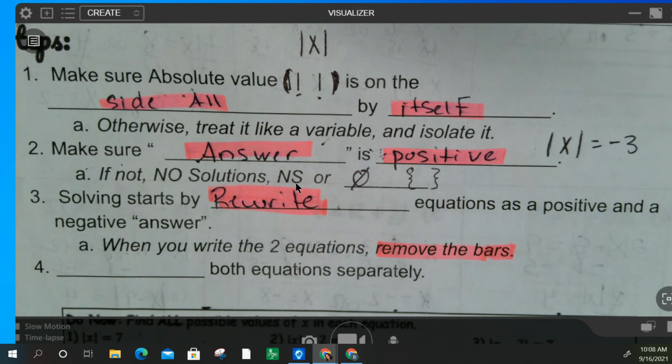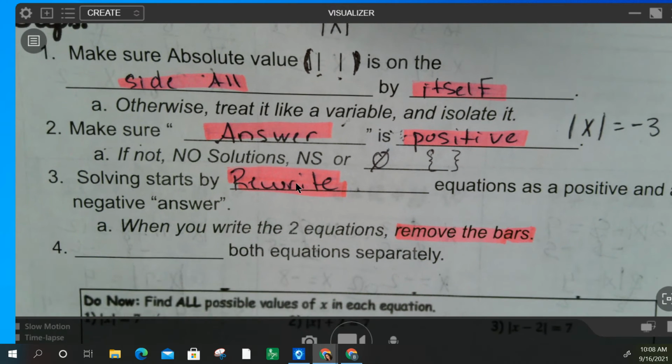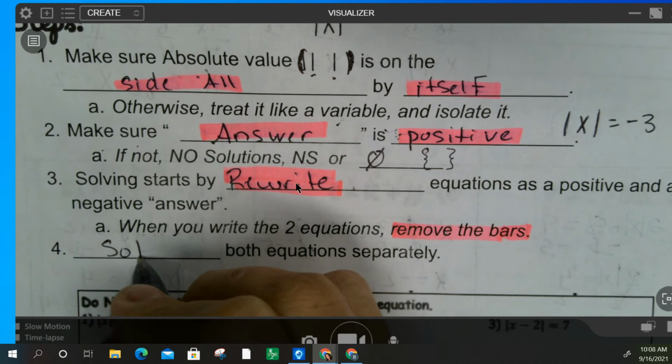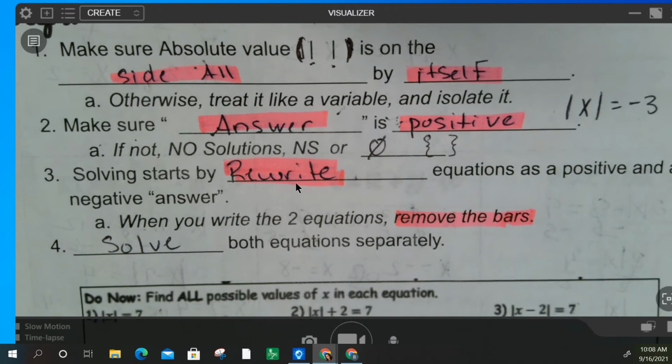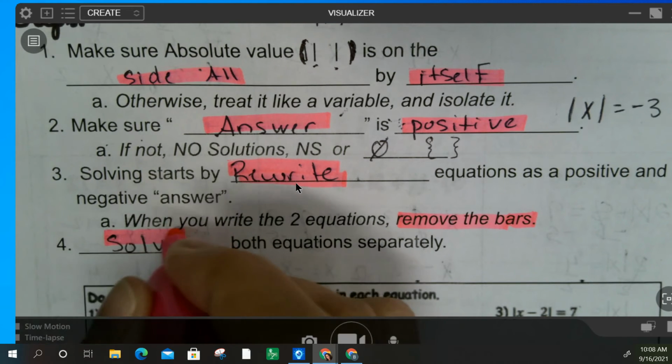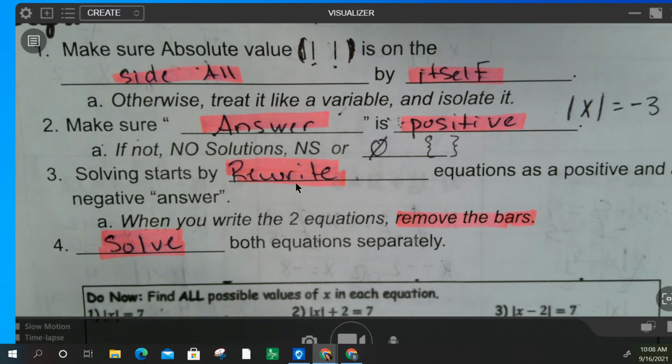Okay? Absolute value bars are not parentheses. You're not going to distribute. They are a grouping symbol, but they're not the same as a parenthesis. We will not distribute. All right, and then the last step, once you write your two equations, is to solve both of those equations separately. And do not assume just because you're solving the same thing that you're going to get the same answer twice. You will not. Not every time, anyways.